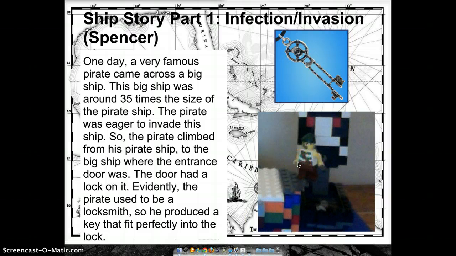The door had a lock on it. Evidently, the pirate used to be a locksmith, so he produced a key that fit perfectly in the lock, which is the HA protein on the virus fitting perfectly into the SLAM receptor on the white blood cell.